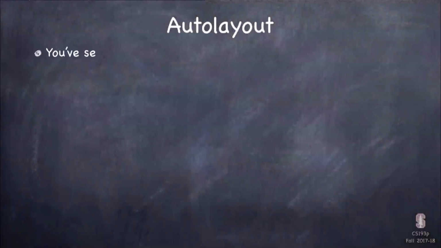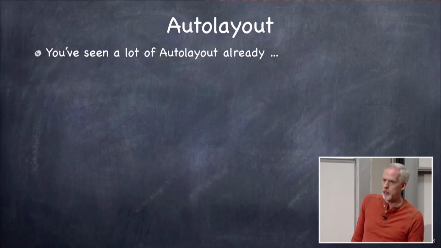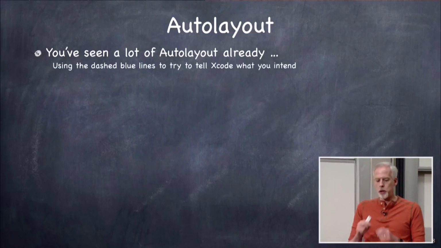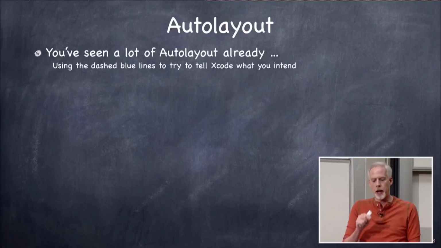Okay, let's talk about our other very important topic today, which is more about auto layout. I'm going to do a quick review of auto layout just to make sure you understand what you understand. Here's some of the things we've seen with auto layout so far. We know to use the dashed blue lines to try to tell Xcode what we mean, right? Putting things in the center, putting things on the edges by the dashed blue lines.